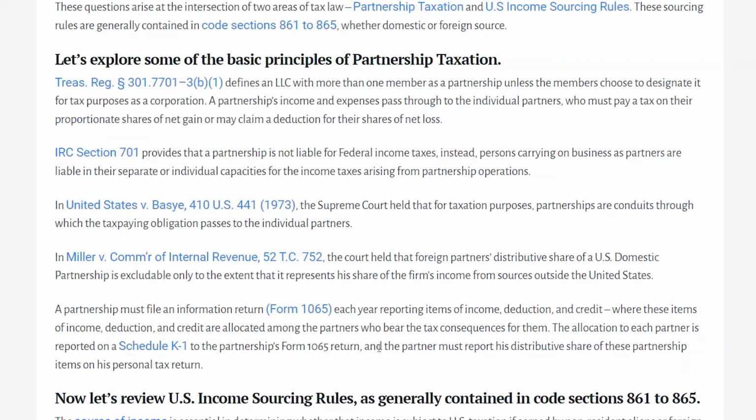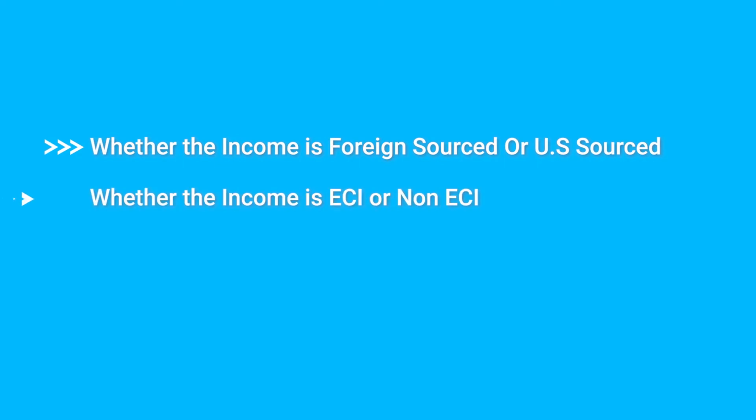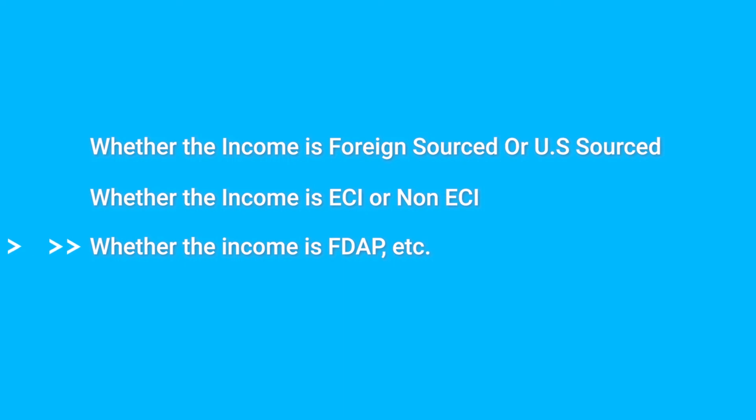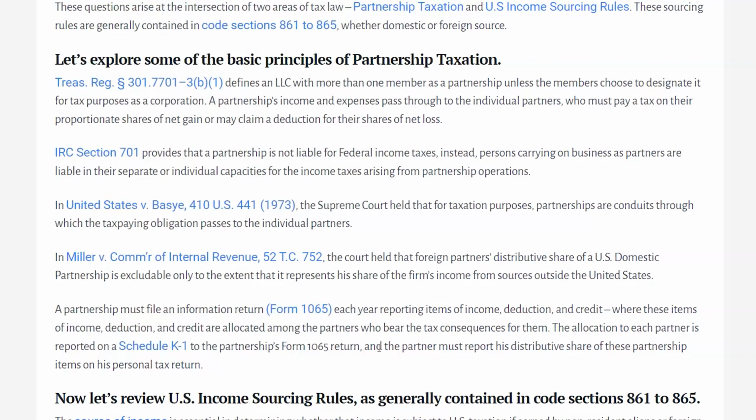The IRS doesn't know you have effectively connected income or you have foreign source income. So they are not sure what you're doing. So when you file these forms, you put them on notice, you tell them what you're actually doing. And on these forms, you report whether the income is foreign source or whether the income is US source, whether it's ECI or FDAP, and all of that stuff. So these forms are very crucial. It needs to be reported. Even when you think that 100% of the income you're getting from this partnership is not taxable in the US, you still need to file the information return.